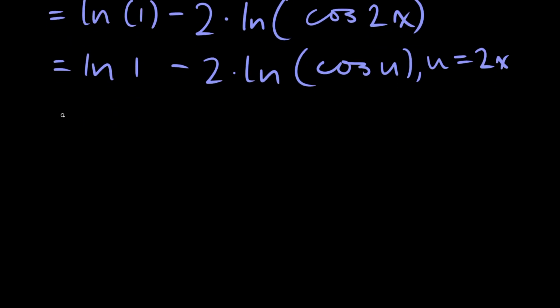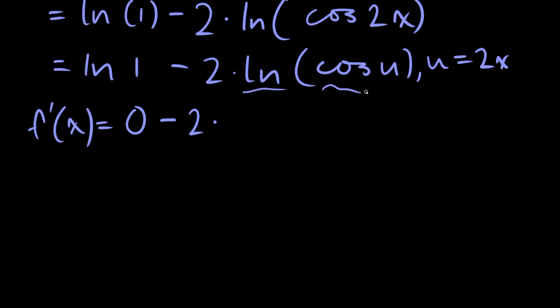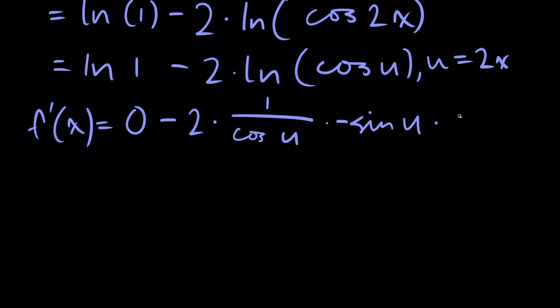Now let's start deriving. So f prime of x is going to be, we know that this will go to 0 because it's a constant. 0 minus 2 times, because you can pull out the multiplication from the function, the natural log of cosine of u. So there's 3 different functions here, so we're going to have to use the chain rule 3 times. So natural log of cosine u, it'll be 1 over cosine u multiplied by the derivative of cosine u, which will be negative sine u multiplied by the derivative of u, which will be 2.